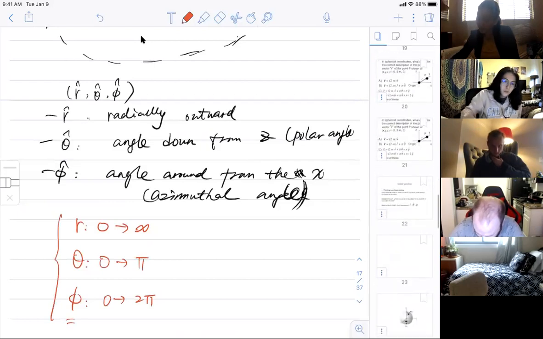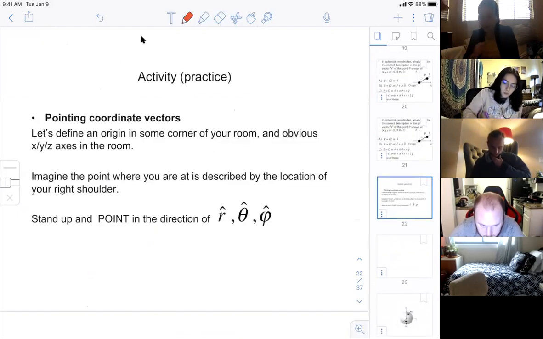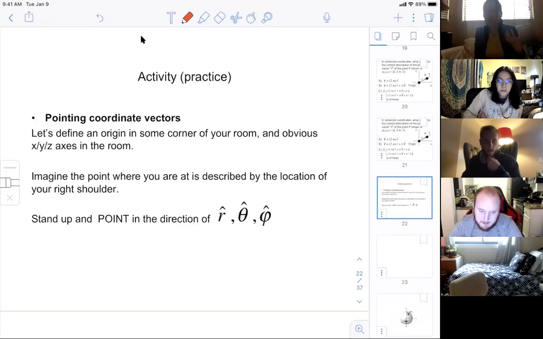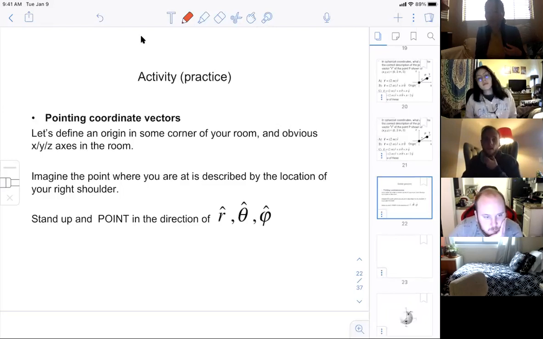There is an activity I want you to do later at home. It's actually a physical activity. You have to stand up. Imagine you are a point here in space. You can use your head or your shoulder as the location of that point, and you define an origin somewhere at the corner of your room. There must be an r hat, theta hat, and phi hat at the location of your shoulder. So you try to point in the direction of r hat, theta hat, and phi hat. This way is very good.